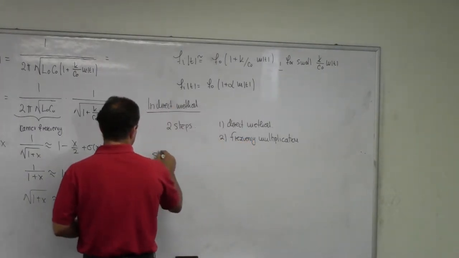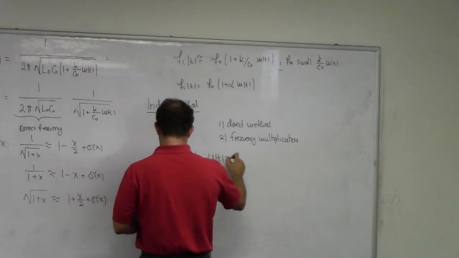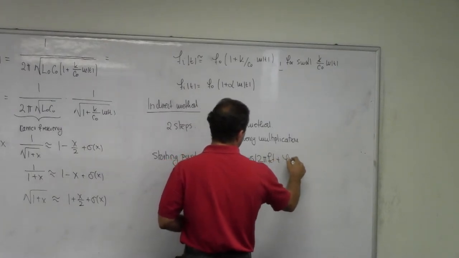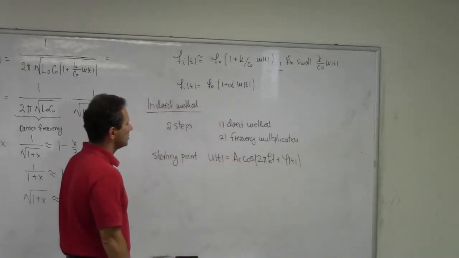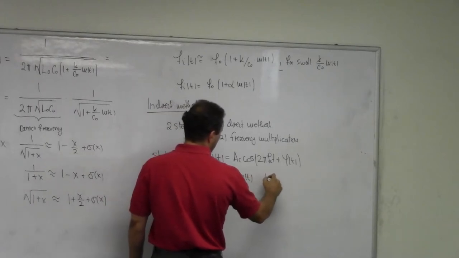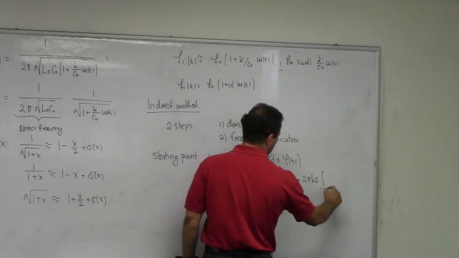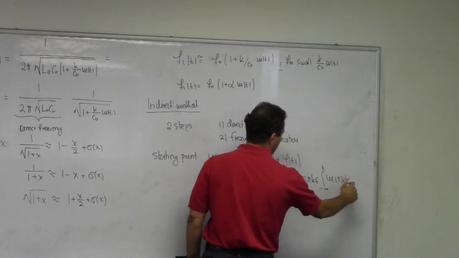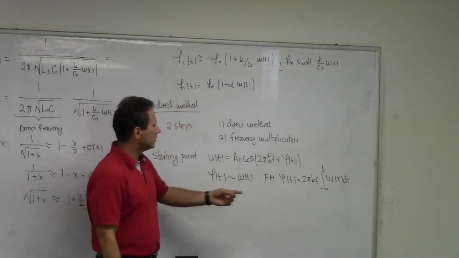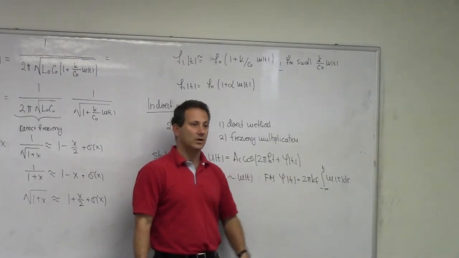So, I guess the starting point here is u of t, that's Ac cosine 2 pi fc t plus phi of t. That's the angle modulated signal. In general, we're going to have this phi of t somehow dependent on m of t. If we have FM, then phi of t is 2 pi kf integral from minus infinity to t of m of tau d tau. That's the part of the message signal that is made dependent on m of tau. The k is relatively small because we obtain this through the narrowband FM, so the beta is small in this case.